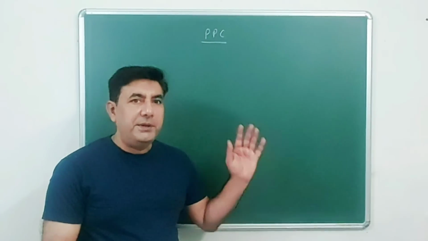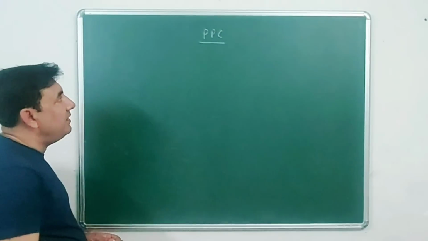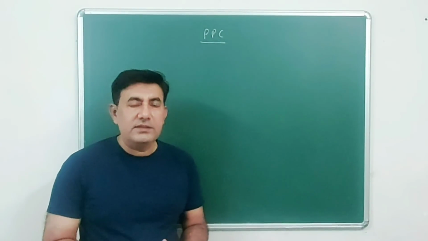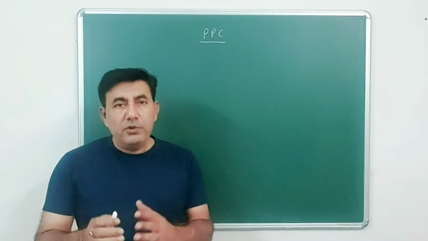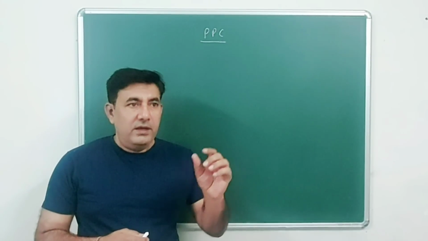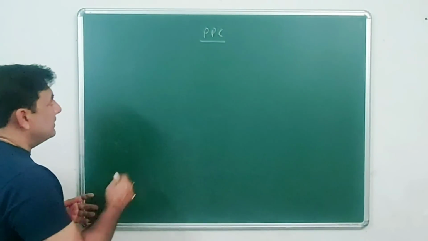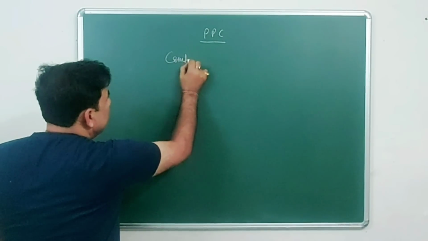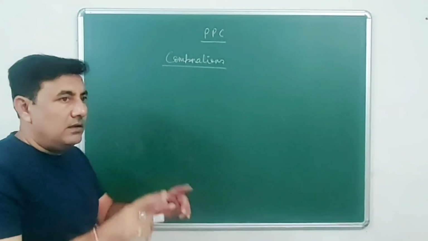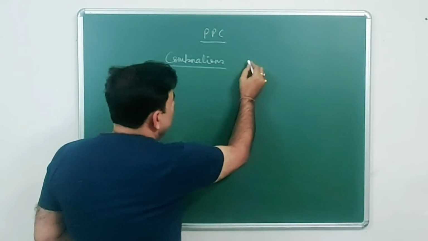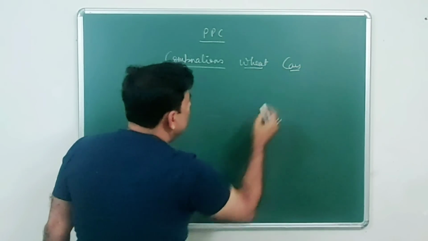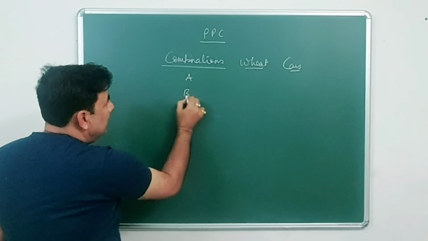A very important concept is PPC, that is production possibility curve. Let's try to understand what this is all about. We have studied this in the previous classes too. Production possibility curve is a combination of different possibilities. We can understand it better from an example. Suppose these are combinations. We can also denote this PPC on a graph, right? Let's say this is wheat, and these are cars. Suppose we have A, B, C, D.